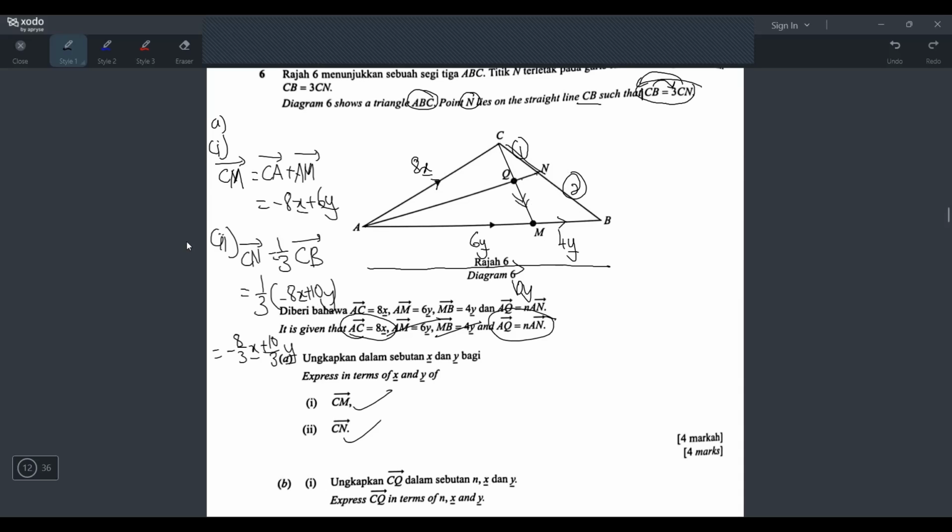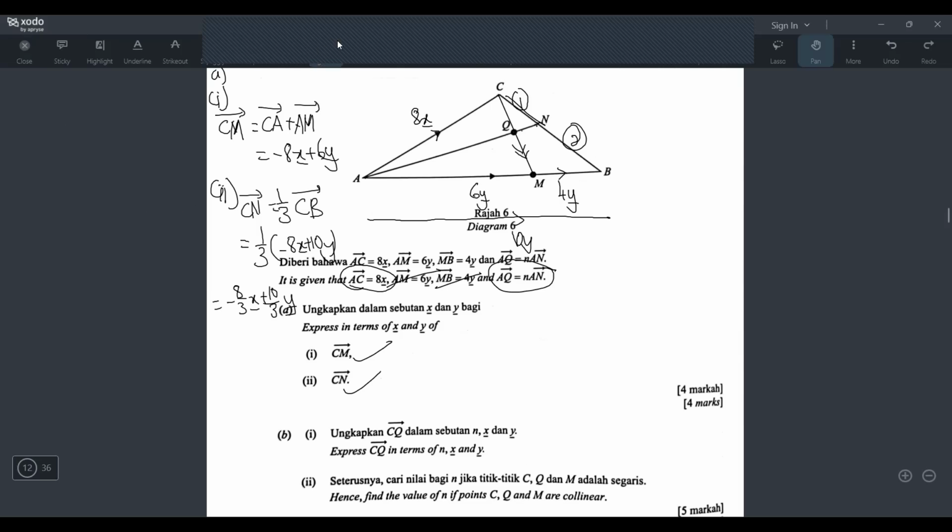Very easy, huh? Okay, let's do B now. So B, number 1. They want to express vector CQ in terms of n, x, y. Do you realize when you're doing A, they want me to express in terms of x and y only. But for B, they want in terms of x, y, and then n. How can you make your answer have n? Does your diagram have n? No, right? Every vector here is in terms of x, y. So if you want your vector answer to be in terms of n, you must use information that has n.